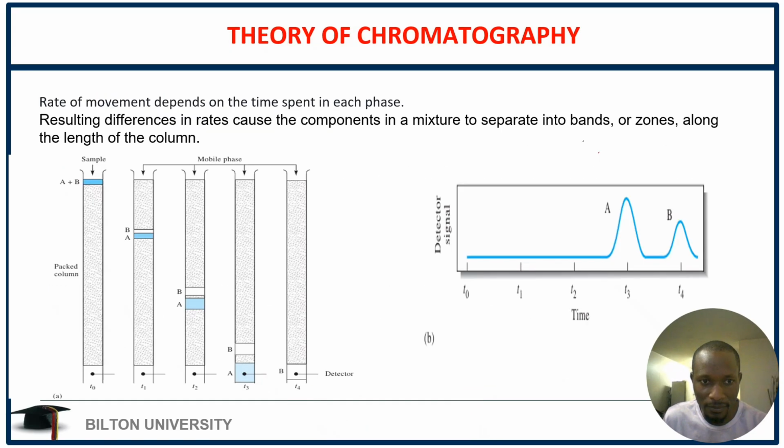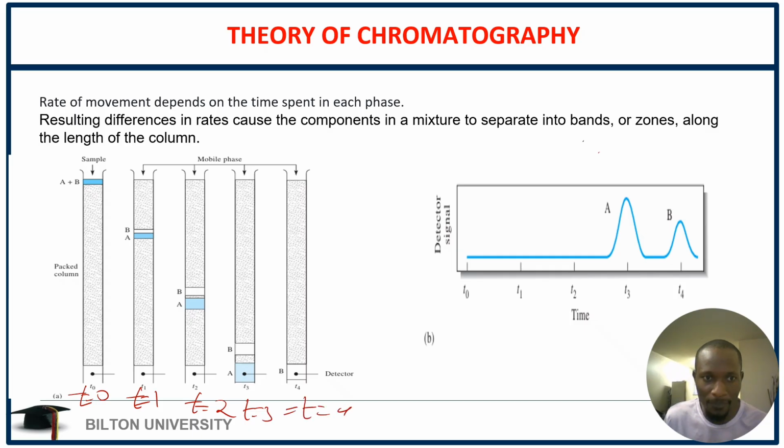So in our next slide, remember we said that chromatography is a separation technique used to separate components within a mixture based on their migration rates. Okay, so let's look at this slide. This is at t is equal to 0, then t is equal to 1, t is equal to 2, t is equal to 3, and t here is equal to 4.